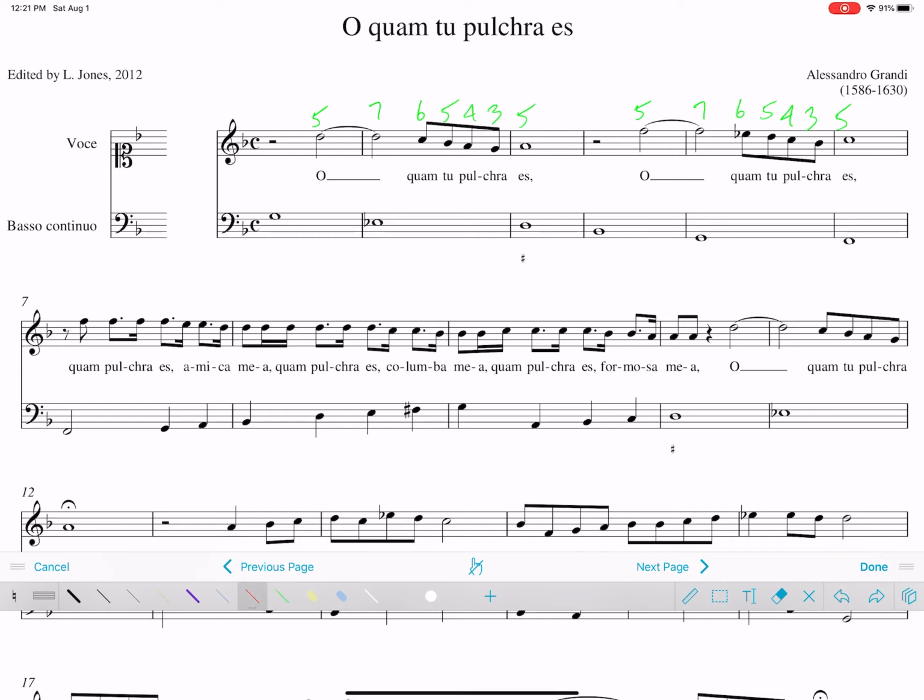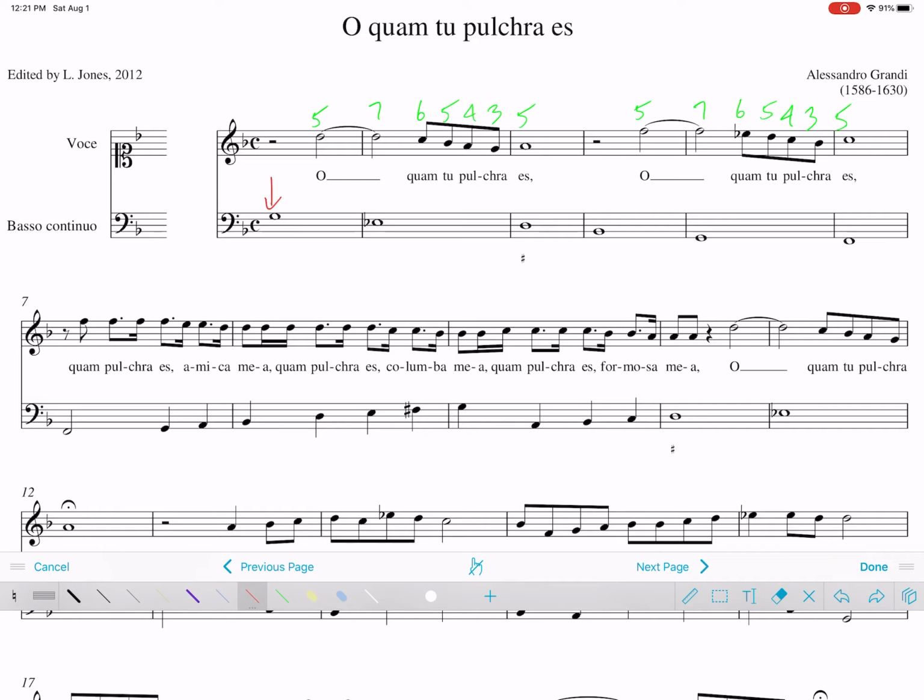Okay, so let's put some figures in here. First chord, I think G minor, there's no sort of question about that. The voice part confirms that with a 5. And of course we talked about Renaissance pieces often starting with a perfect consonance, an octave or a fifth. So that tended to persist somewhat into the early 17th century.